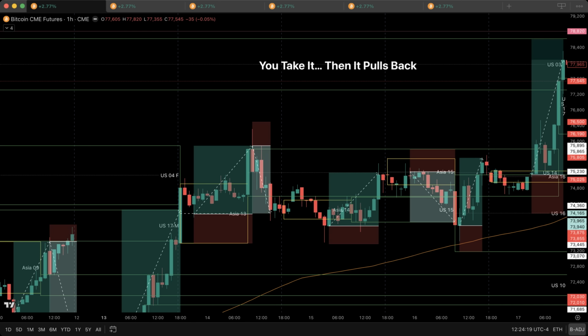You take it at the April 15th U.S. lower boundary. Risk sits just below the April 16th U.S. lower boundary. The downside is tight. The upside stretches toward the April 15th Asia upper boundary. The space is there, but only if it holds.